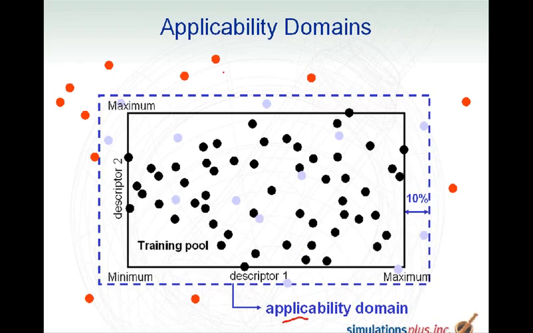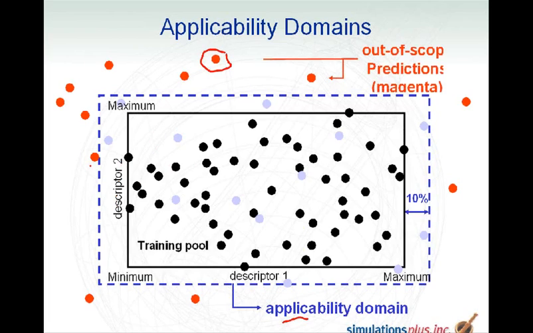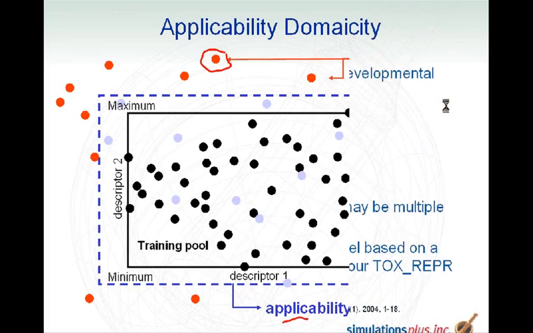Now, if we try to predict compounds that are outside the scope, for example this one out here, which is above the maximum value of anything in the training set for descriptor 2, then we would classify these as out-of-scope predictions, and we would color the value in ADMET Predictor in magenta.